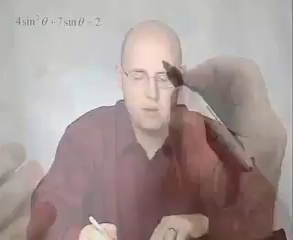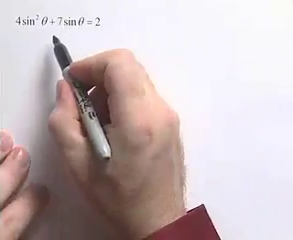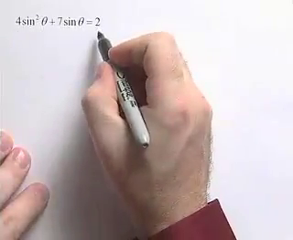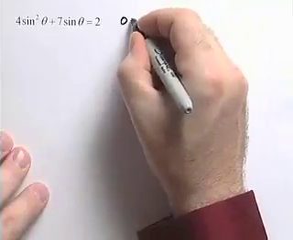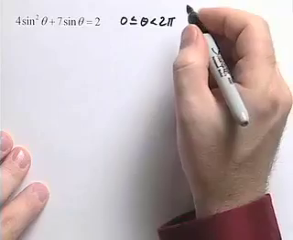Here we're going to solve one more trigonometric equation. We'd like to solve the equation 4 sine squared theta plus 7 sine theta equals 2. We're looking on the interval 0 less than or equal to theta less than 2 pi.